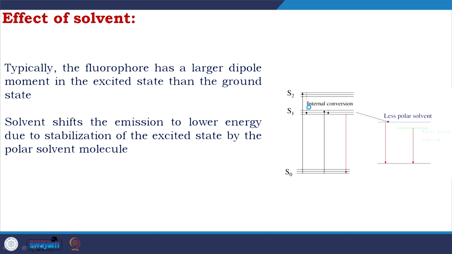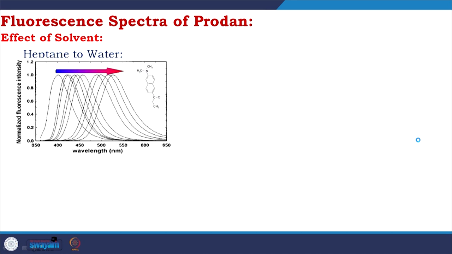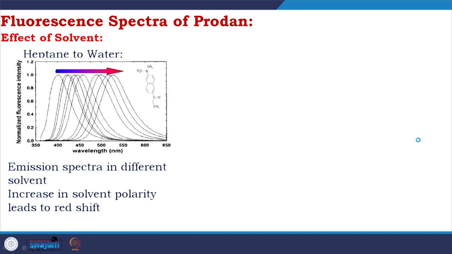Solvent shifts the emission to lower energy due to stabilization of the excited state by the polar solvent molecule. So, with less polar and more polar, you will see different effects. As the solvent polarity is increased, this effect becomes larger. If you see here a fluorescence spectra taken for proton, where solvents are used from heptane to water, from non-polar to polar, you see several different spectra are obtained. So, emission spectra is collected of proton in different solvents. Increase in solvent polarity leads to red shift.